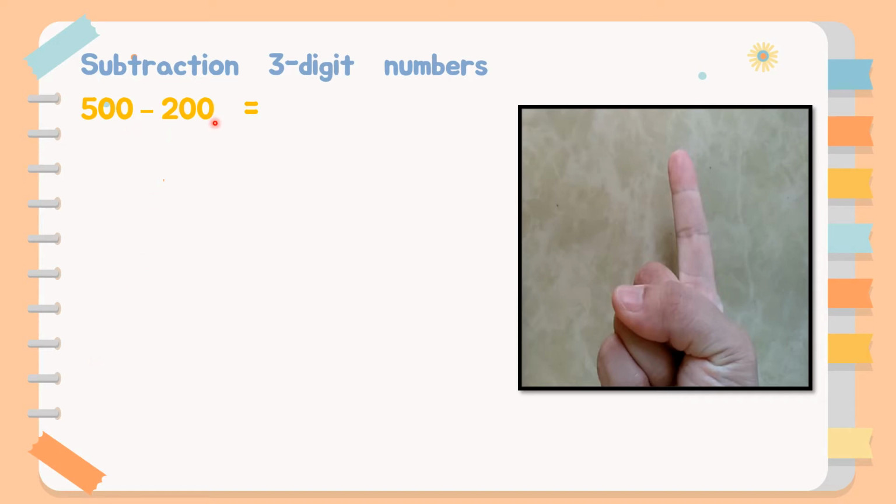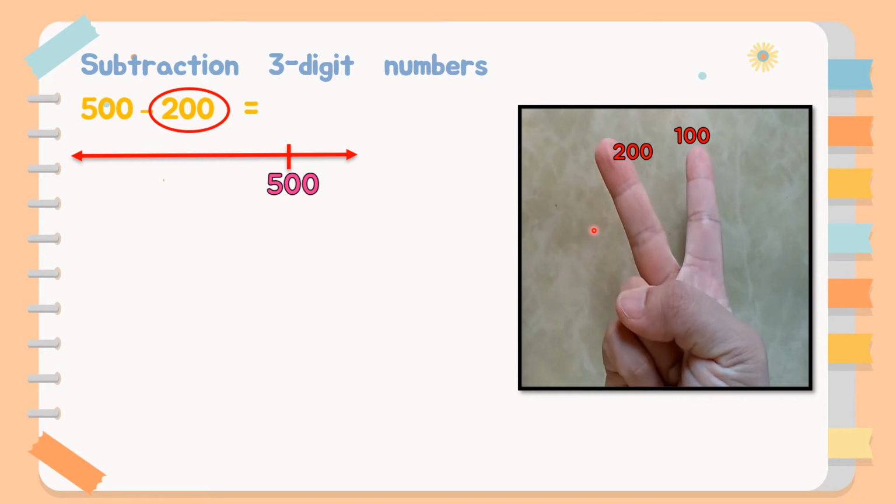500 minus 200. Okay, first we do the number line. Then we choose which one is the bigger number, 500 or 200. Yes, 500 is the bigger number and we put 500 on the right side of the number line. Then we want to subtract 200. It is easy for us to subtract 100, 100.